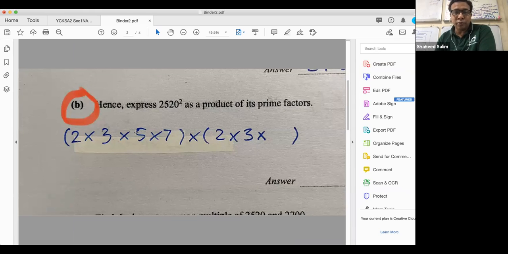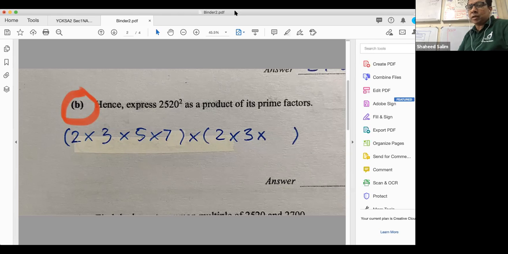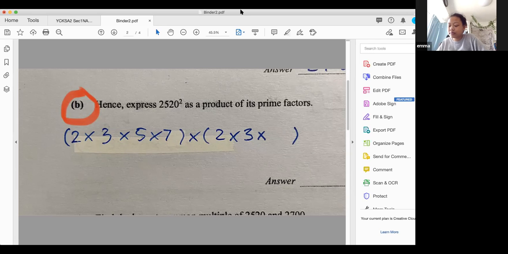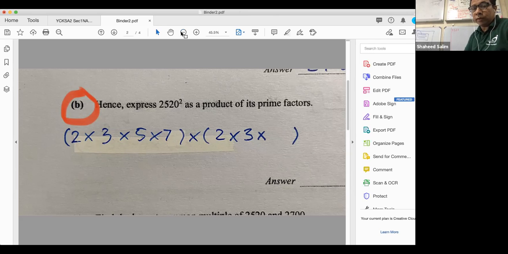Express 2520 as a product of prime factors. So do you do the method? You do it, okay, we do it here. 2520. You remember the method, right? Can you see my screen without me minimizing? Yes, I can. You can enlarge it, right? I have to learn from you how to do it. 2520 as a product of its prime factors.